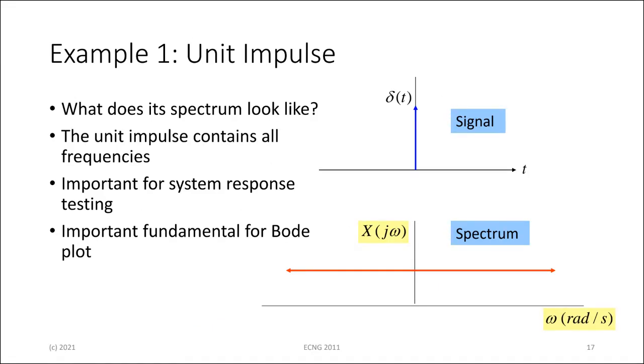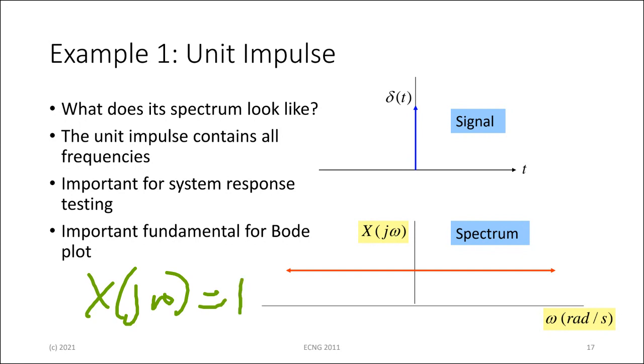So the signal is an impulse. The Fourier transform X of j omega is equal to 1. So what does that look like?